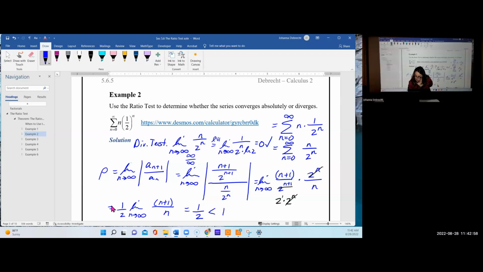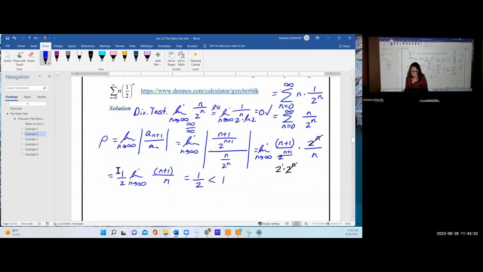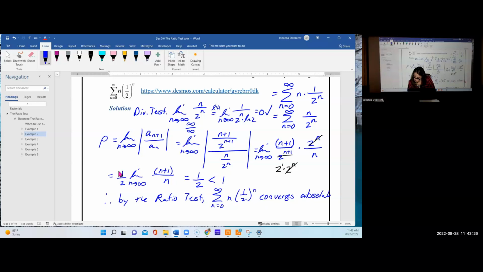So the value of rho this time is less than 1. And because it's less than 1, then we can say, therefore, by the ratio test, the series from n equals 0 to infinity of n times 1/2 to the n converges absolutely. And again, absolute convergence means that even if we were to rearrange the terms of that series in such a way that they looked different, looked like it led to a different series, it would in fact converge to the same finite real value, right? So we have absolute convergence on this particular problem, which is super, super nice, right?